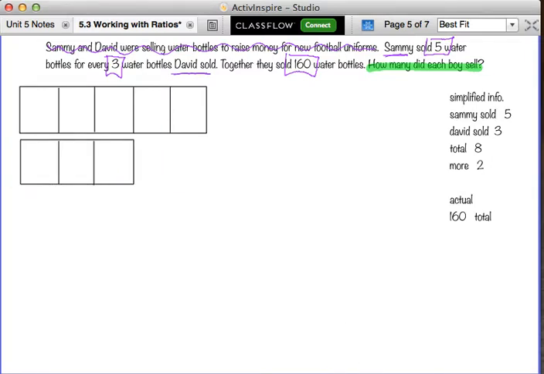Okay, so right now we know that all together this gives us 8. But we want to know if all of this together gives us 160, what is each of these worth? So I can do it this way. I can say 160 divided by, well, there's 8 boxes, and that's going to give me 20. So every 1 water bottle that each of the boys sells represents 20 bottles. Actually, I should say every 1 water bottle in the ratio represents 20 bottles sold.